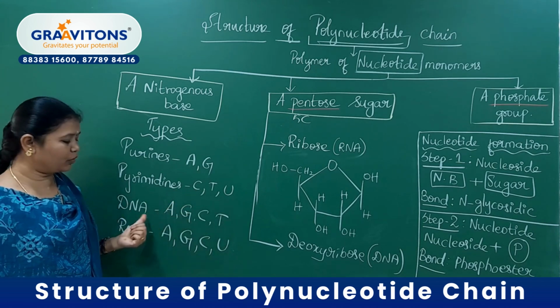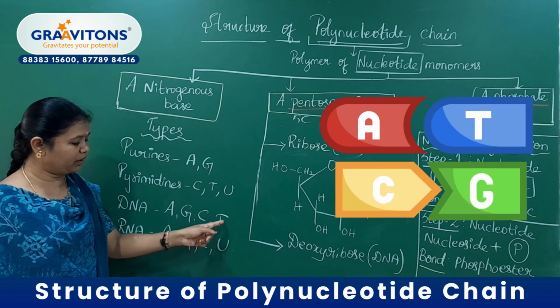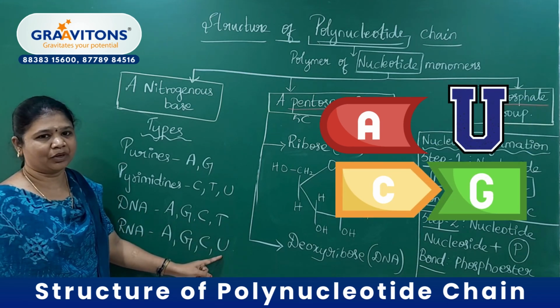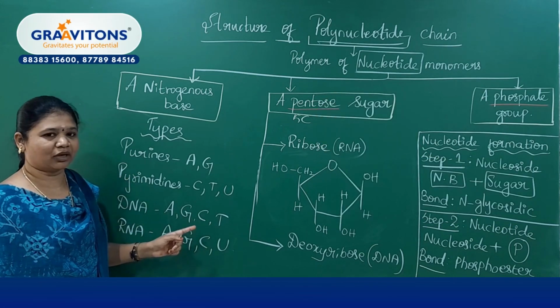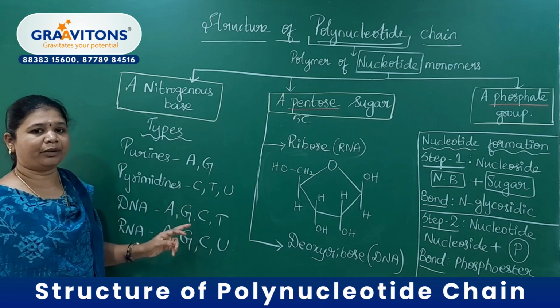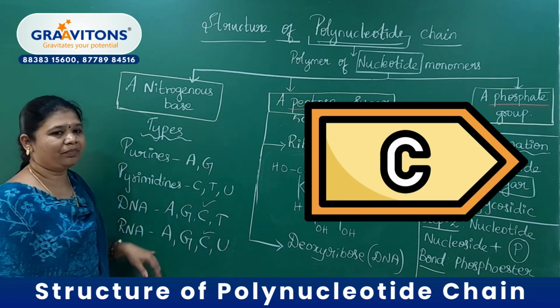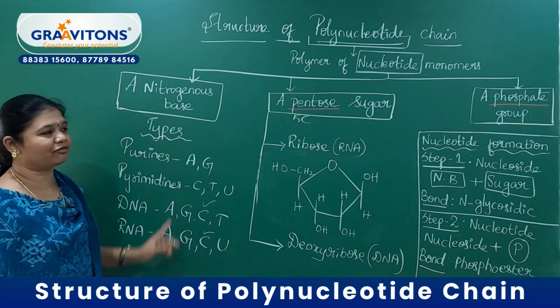DNA has the bases adenine, guanine, cytosine and thymine. In RNA, thymine is replaced by uracil. In our NCERT textbook, they have mentioned one line very specifically: which is the common pyrimidine for DNA and RNA. It is the cytosine. So this is component number 1 of a nucleotide.